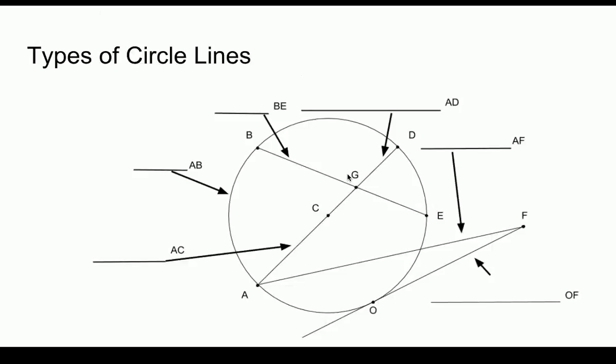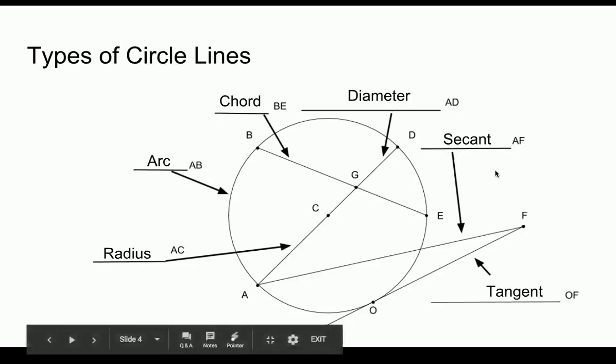Now we have types of circle lines. This should be review, something that you know from previous classes. So I'm not going to go into describing the different types of lines, but we can see in this picture already that we have different angles all over the place. So let's just get these line names in there. We've got radius, arc, chord, diameter, secant, and tangent. Secant and tangent being very, very similar. We'll talk about that later.